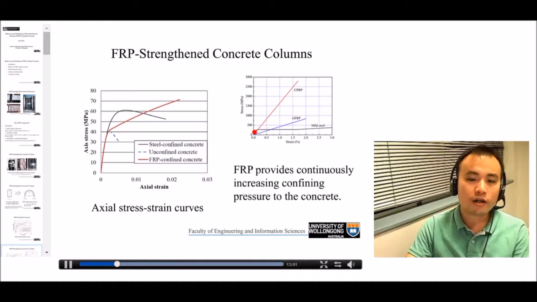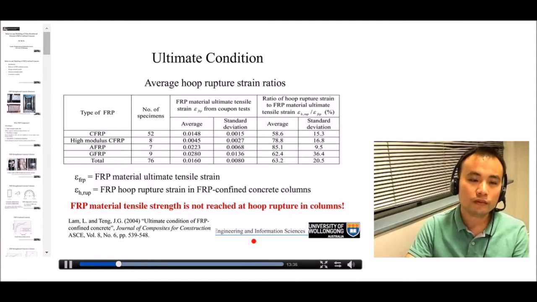However, for FRP-confined concrete, because FRP is a linear elastic material, the confining pressure provided by the FRP continuously increases with the lateral expansion of concrete, which means for concrete confined by FRP, the confining pressure is always increasing with the deformation. So this difference in the material properties of the confining material leads to the difference in the behavior of confined concrete, as you can see from the left figure.